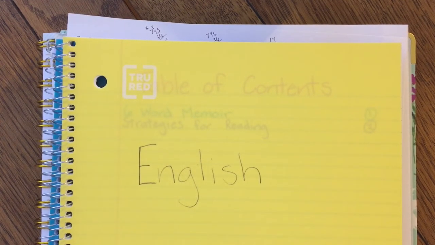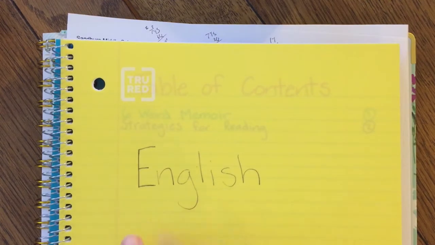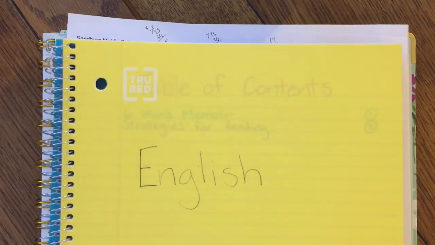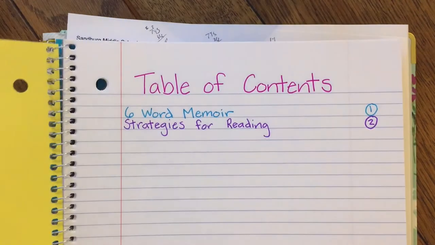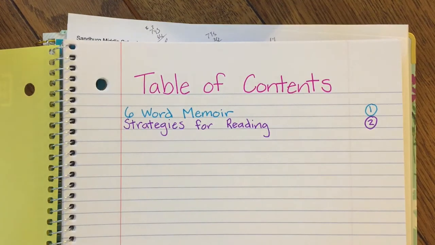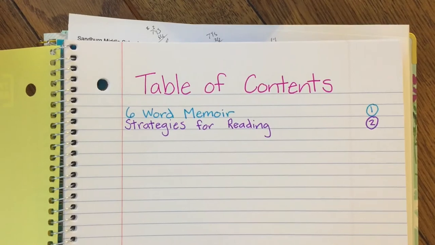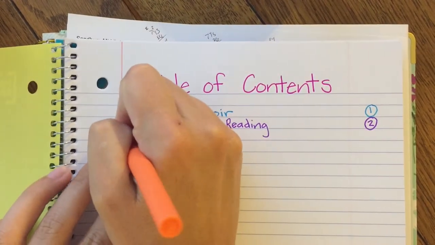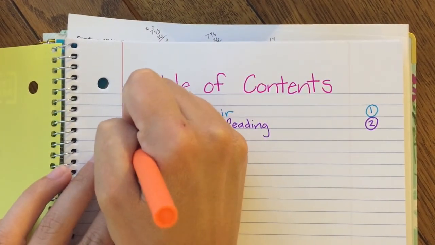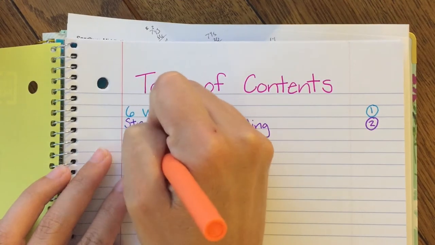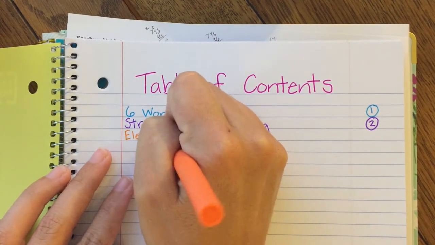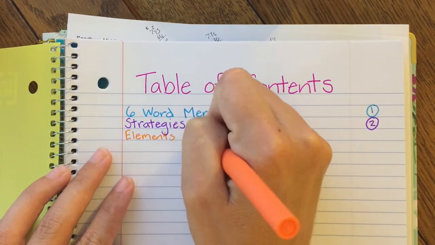We're going to add some of the notes on the elements of fiction into our English notebook. So make sure you have your English notebook out. And on the table of contents, we're going to add our next notes: elements of fiction.